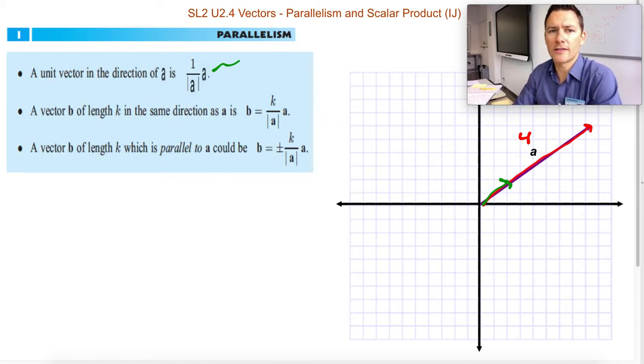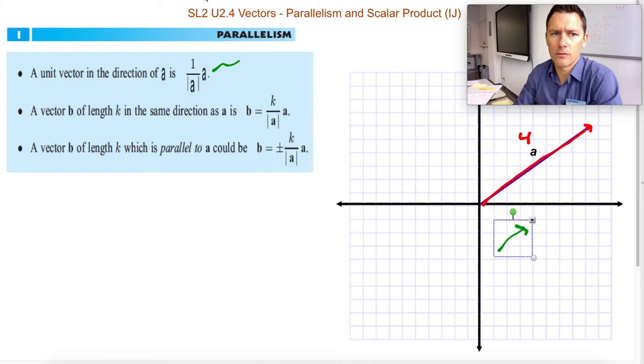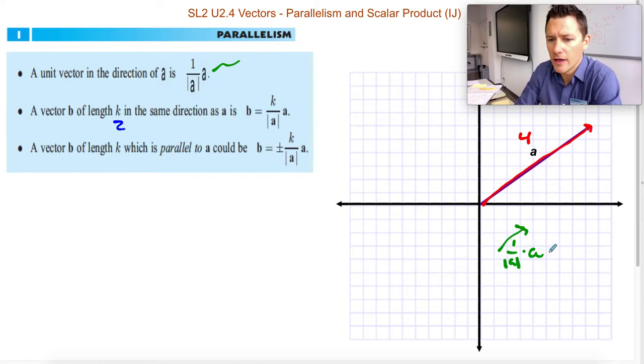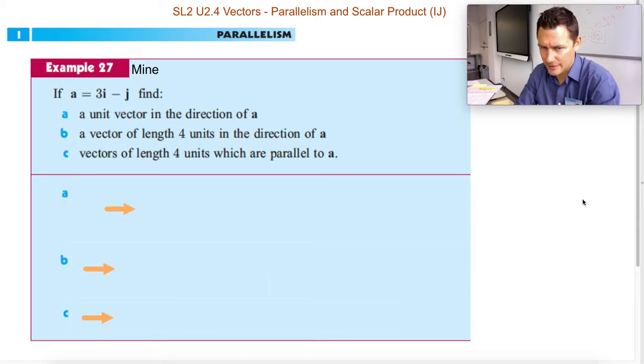So if we want something parallel to A, we know it's going to have this unit vector, 1 over the modulus of A times the A vector. But if we want it to be 2 units long instead of 4 units long, then you take all of that and multiply by 2, right? You have a k value of 2. And if you don't care about the direction, just parallel, it can be plus or minus that. Let me give you an example of that, if that's a little fuzzy.